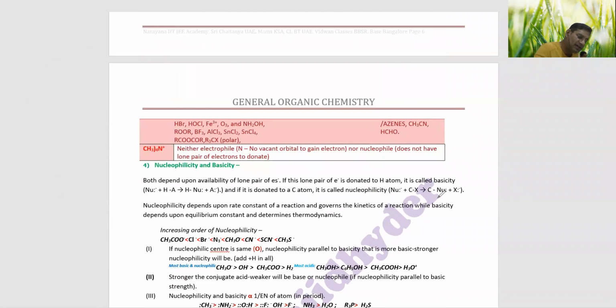Now see here, there is a point that (CH3)4N+ is neither an electrophile nor a nucleophile. Why is it not an electrophile? It is not an electrophile because it has completely filled orbitals, so it won't be able to gain electrons. And since there is no lone pair of electrons, it won't be able to donate a lone pair either. That's why it is not a nucleophile. They have given examples of ambiphiles also: azenes, CH3CN, HCHO, all these were ambiphiles. So this was all about electrophiles, nucleophiles, and ambiphiles.